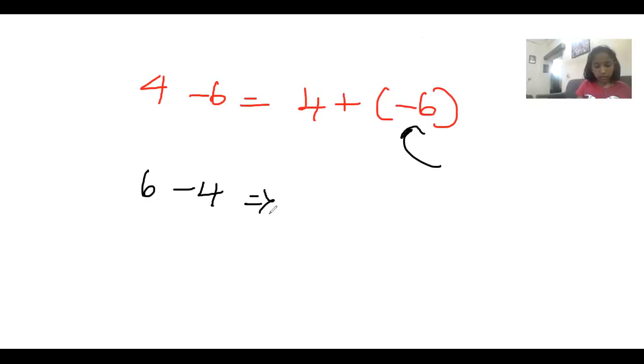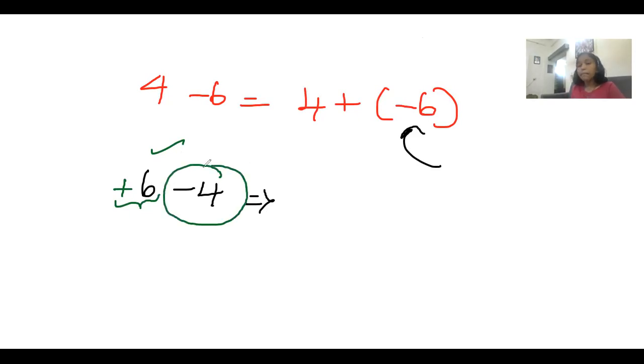See, in case you have 6 minus 4, then the 6 is positive because 6 contains no sign in front of it. You will assume this is positive. Clear? And what about the sign of the 4? Ma'am, even if it's minus, the answer will be 2 because 6 is the greater number and it's positive. Exactly. The answer is +2. You got the concept.